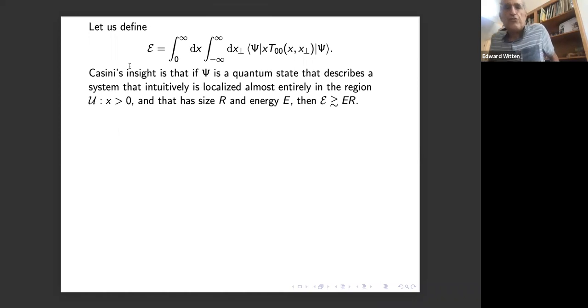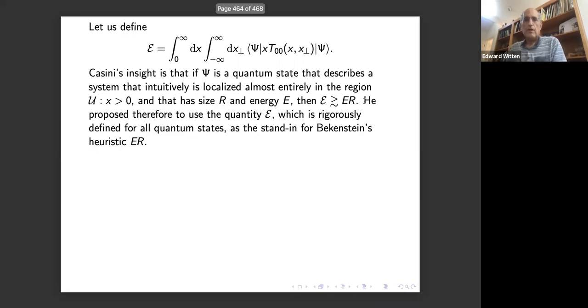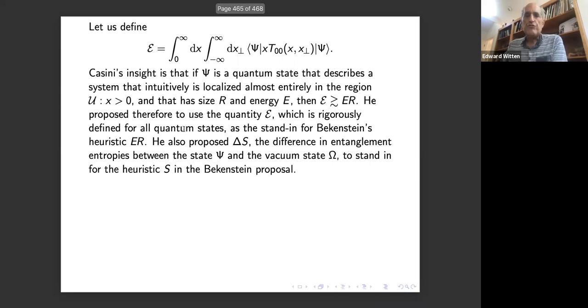Casini's insight is related to what I told you before. If psi is a quantum state that describes a system that intuitively is localized almost entirely in the right Rindler wedge, and that has size R and energy E, then curly E is at least E times R. So he proposed to use the quantity curly E, which is rigorously defined for all quantum states, instead of Bekenstein's heuristic E times R. And he used delta S, the difference in entanglement entropies between the state psi and the vacuum state omega, to stand in for the heuristic entropy S in the Bekenstein proposal.